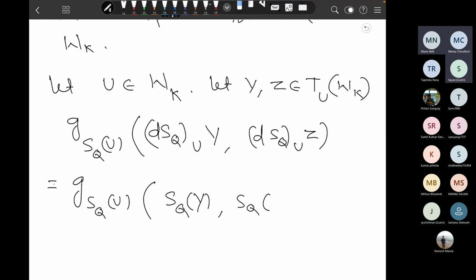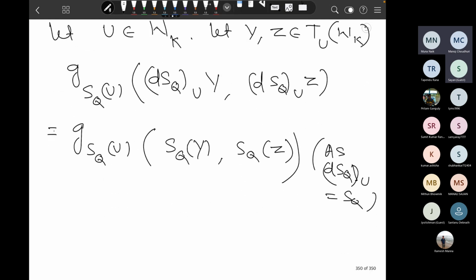I have told you that if something is a linear map, the derivative is itself: DSQ of u is equal to SQ. This is because of the fact that SQ is a linear map. Derivative is itself, and by definition this is a trace of SQ y and SQ z.